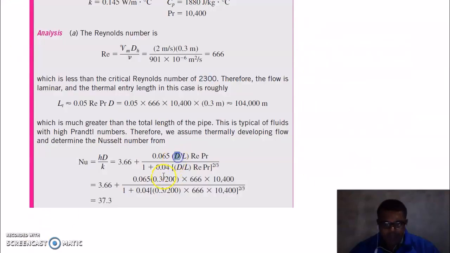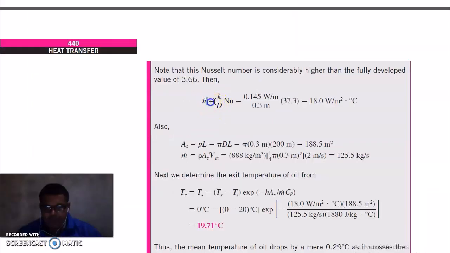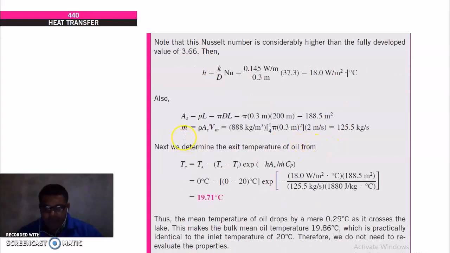The pipe diameter is given as 0.3 meter and the length is 200 meter. Your Nusselt number is 37 from here. So this is your heat transfer coefficient, which is 18 watt per meter square degree Celsius. A_s is the area of the pipe, which is perimeter times length of pipe, which is 188.5 meter square. Mass rate is equal to density times A_c times V_m, that is the mean velocity of the fluid, which is given. So this is the mass flow rate.